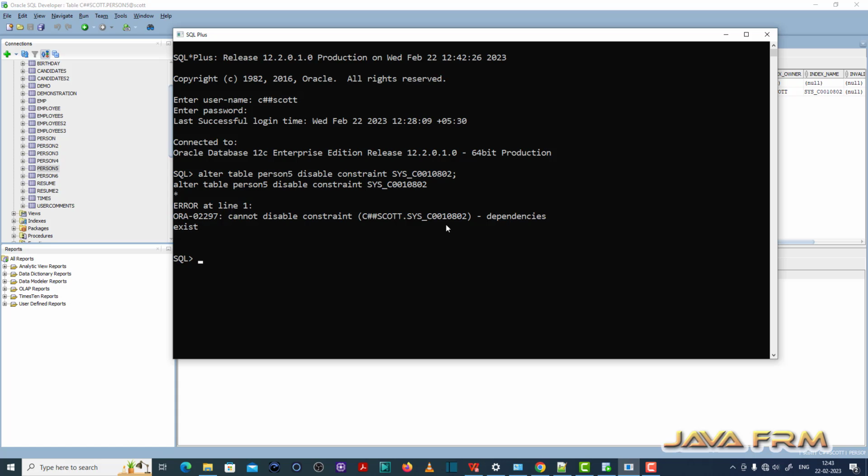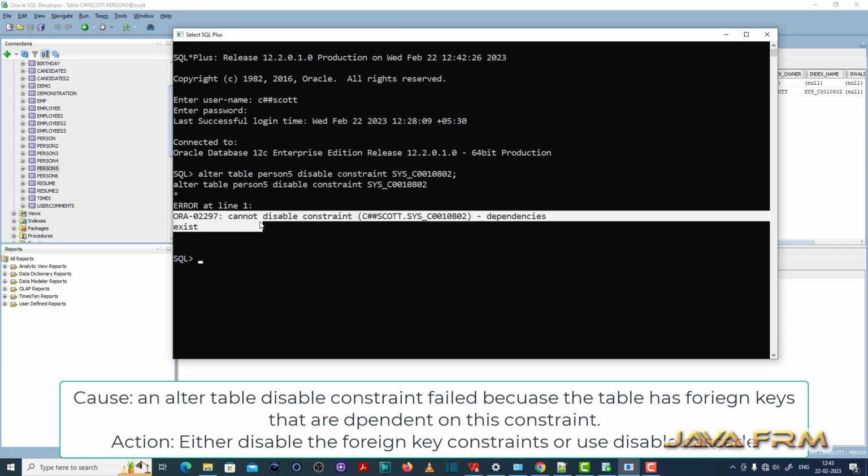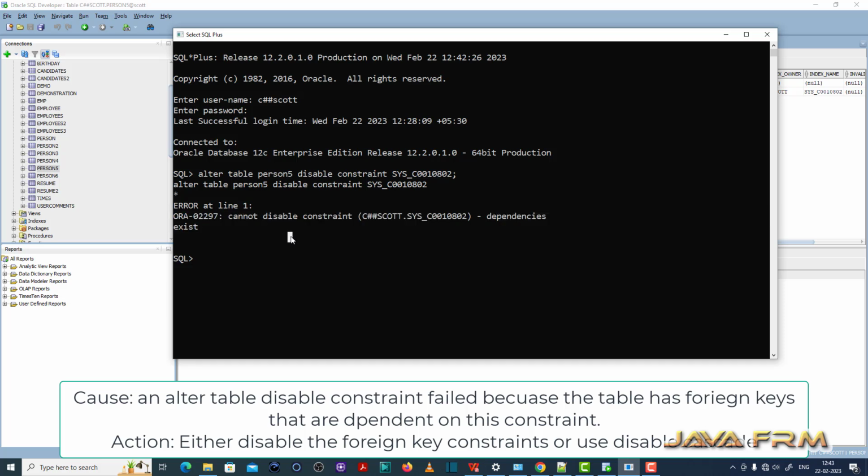Oh, you can see that ORA-02297 cannot disable constraint. Dependencies exist. ORA-02297 cannot disable constraint. Dependencies exist, which means this person5 table has some dependencies, so you cannot disable the constraint.